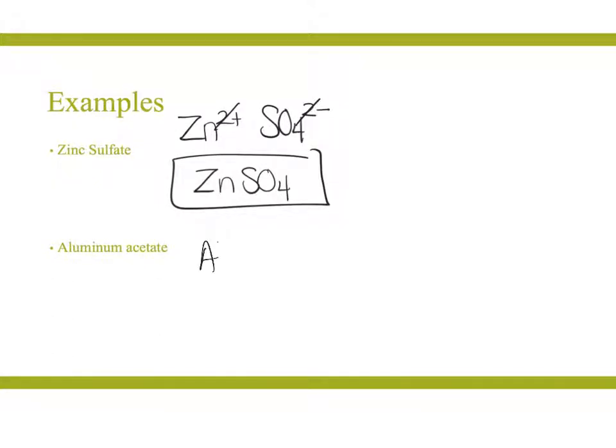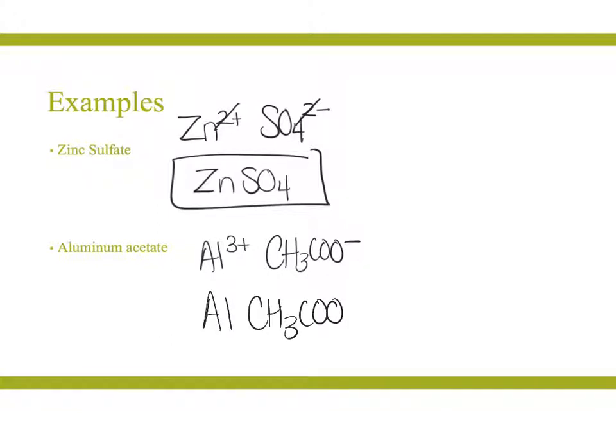Okay, next is aluminum, which is 3 positive, and acetate, CH3COO negative. Okay, so now, do you think I write it like this? The answer is no, right? The thing I'm missing here is I need to have these brackets in here to say that I have 3 of these acetate molecules, not just 3 oxygens.